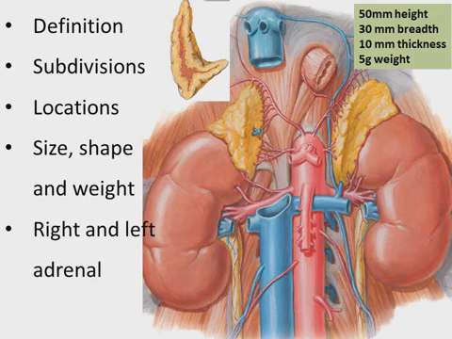Then the major morphological features of the left and the right suprarenal gland. First, we can discuss the right suprarenal gland. It has an apex and base because it is pyramidal in shape, and two surfaces, anterior and posterior surface, and three borders: anterior border, medial border and lateral border.